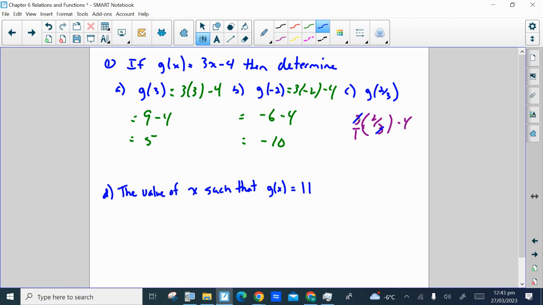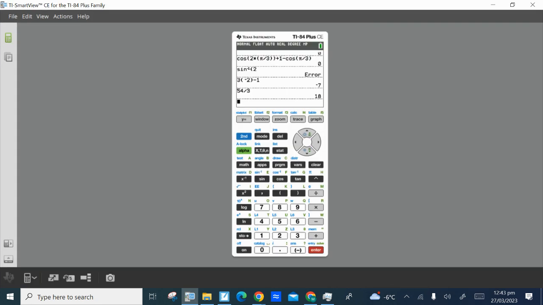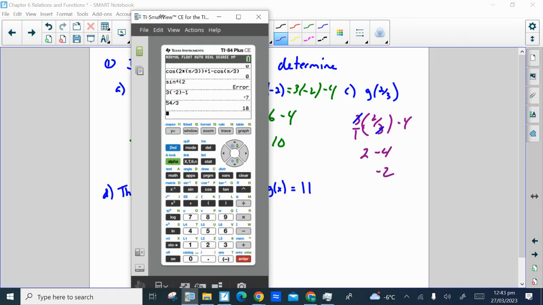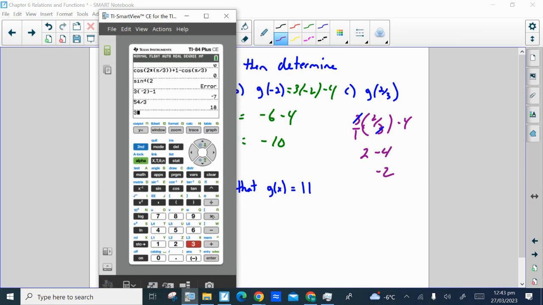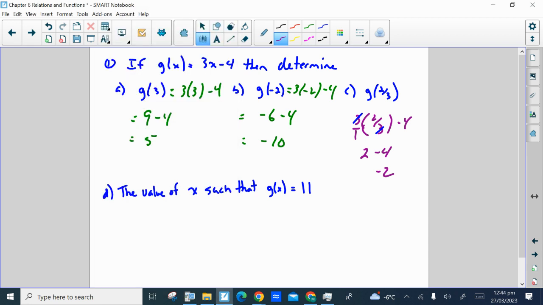So that's why I said when I multiply by 3 and divide by 3, it changes nothing. I'm left with the number 2. And 2 minus 4 is -2. Now you also could have done this on your calculator. We could have taken the number 3 and then multiply by, in brackets, 2 over 3. You still get the number 2 if you use the calculator. So either way, 3 times 2/3 is 2, and then 2 take away 4 is -2.